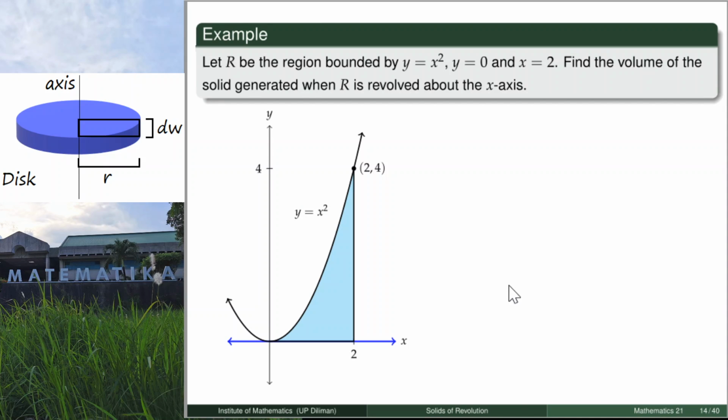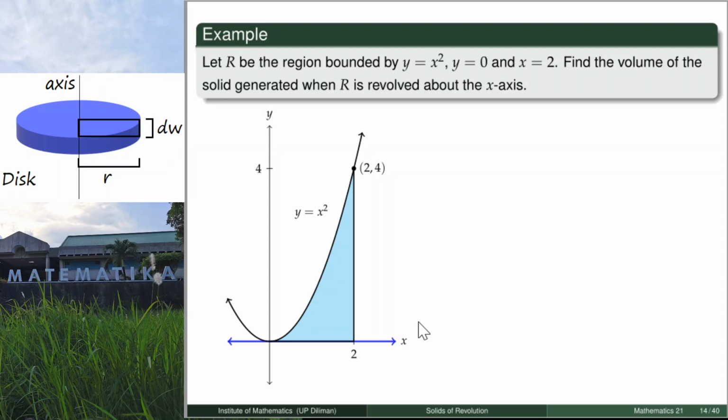So, consider this region bounded by y equals x squared, this parabola, y equals 0, which is the x-axis, and x equals 2, this vertical line. Find the volume of the solid when R is revolved about the x-axis. So, this is our axis of revolution. So, first, what method are we going to use? We're going to use discs or washers.